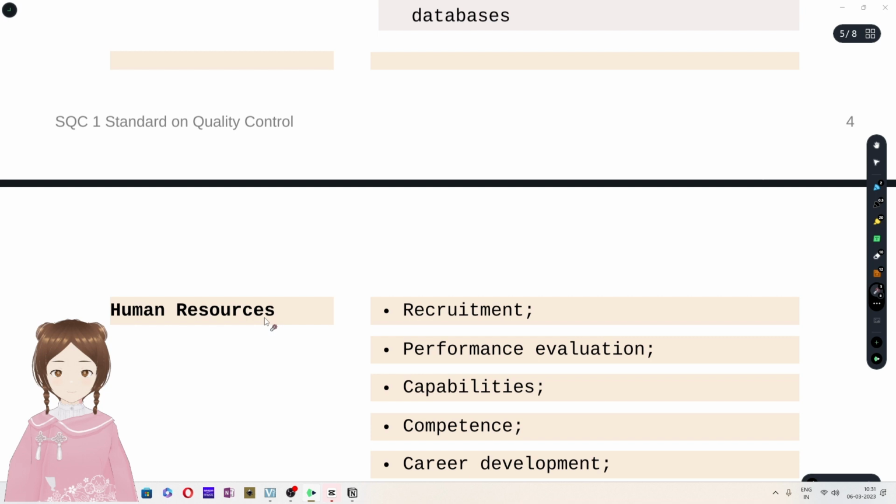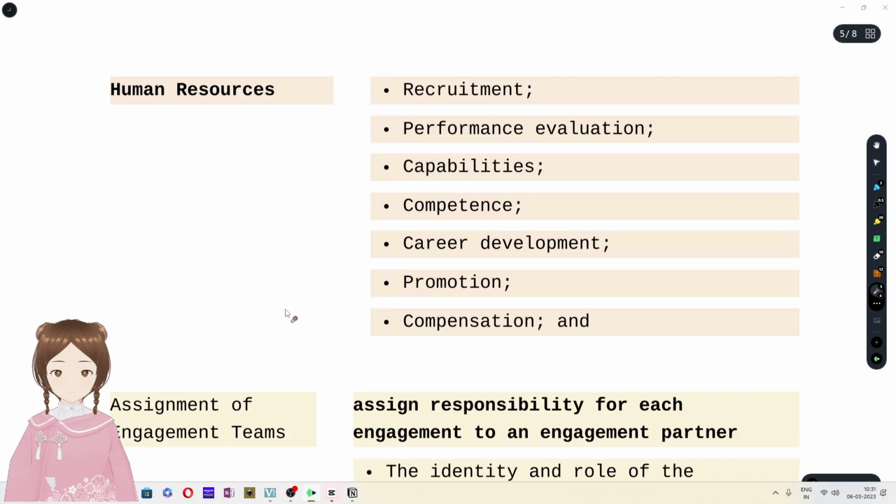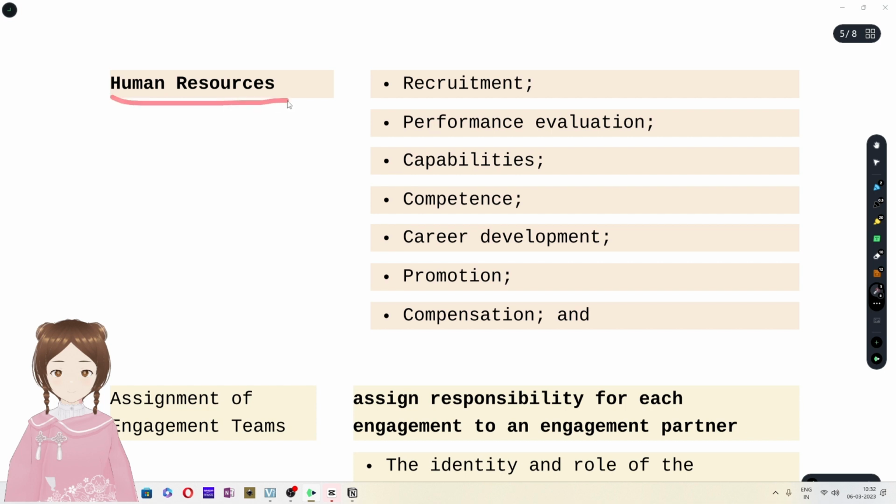Human resources is about the personnel of the audit firm. The shift was from the client to the auditor now. Human resources: what's the procedure? This is mostly a procedural kind of thing. In order to appoint any personnel, first we recruit them and evaluate the performance, then we check their capabilities and competence, then career development and promotion to a higher level, and compensation for any kind of losses that he or she had incurred due to their employment. This is what you have to remember.